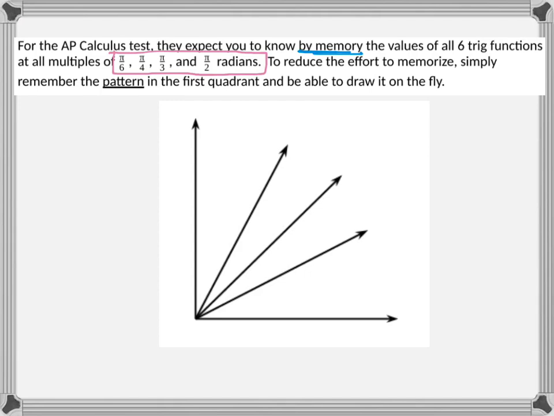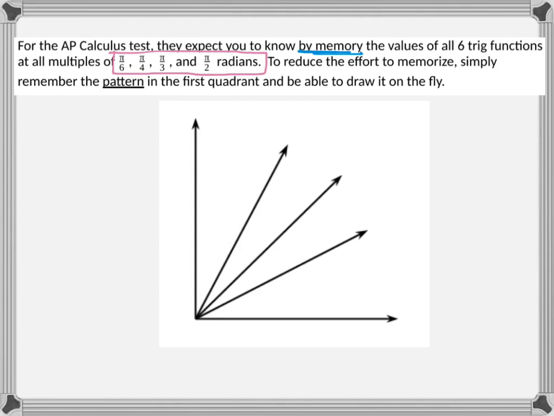I mean, you could try, but to help you generate these values, instead of memorizing each individual value, if you remember the pattern in these trig values within the first quadrant, and you can draw this diagram on the fly whenever you need it, you can just generate the trig value you need and move on. I'm going to show you how to do that and show you what the pattern is.